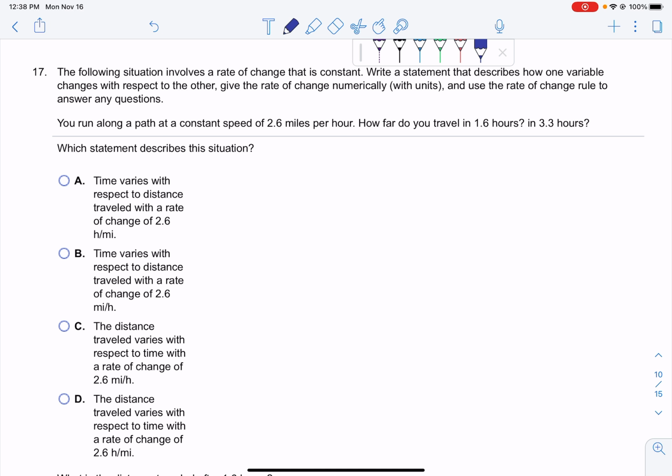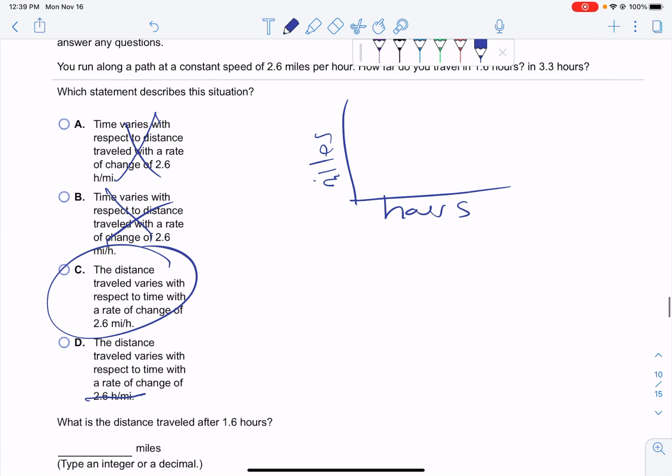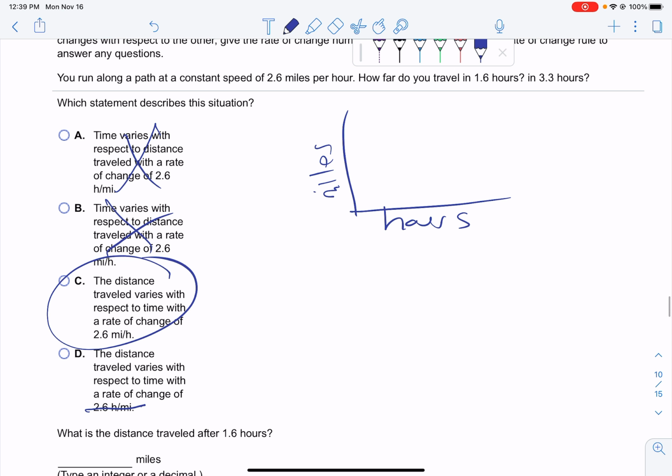Your hours are across the bottom. Your miles are the dependent variable. So time varies with respect to distance? No. The distance varies with respect to time at a rate of 2.6 miles per hour, not 2.6 hours per mile. What is the distance traveled after 1.6 hours?